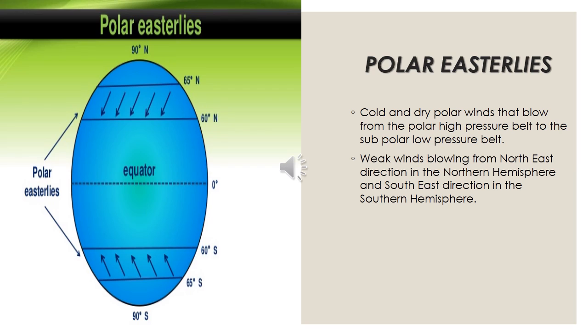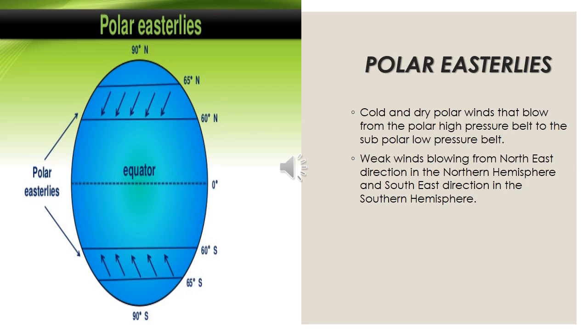Then polar easterlies. The name itself indicates that they blow in the polar region, so they are naturally cold winds. Polar easterlies are cold and dry polar winds that blow from the polar high pressure belt to the subpolar low pressure belt. Here the temperature is low, that's why the pressure is more.